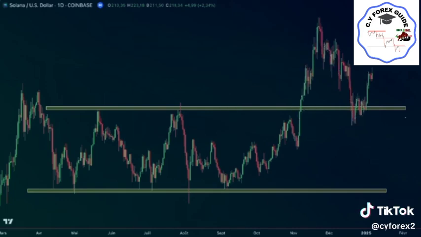For long-term investors, the best entry would be to wait for the market to retrace back to this support level again. Otherwise, entering a trade at these higher levels is considered a premium entry, which carries higher risk and could cost you money.